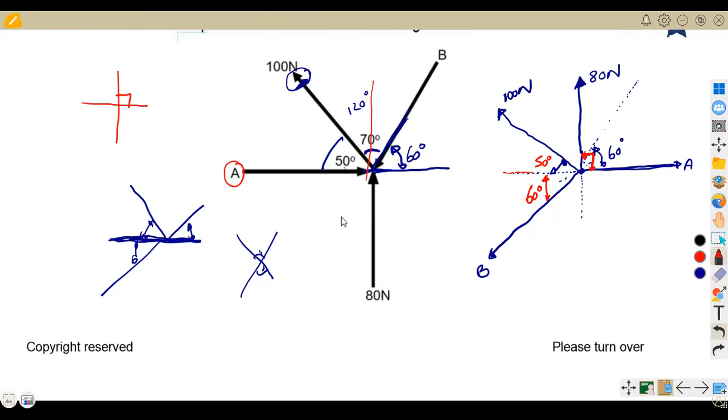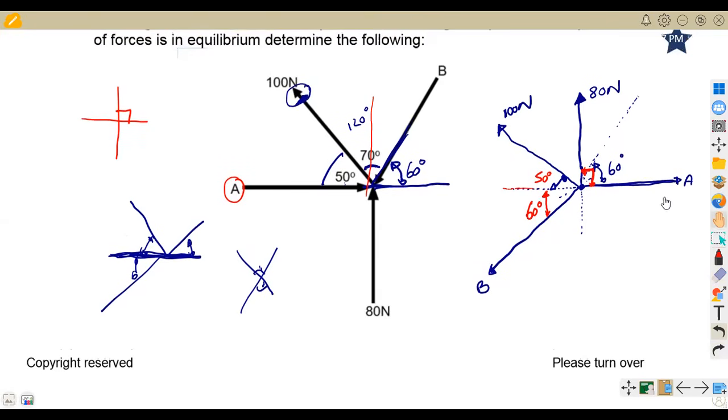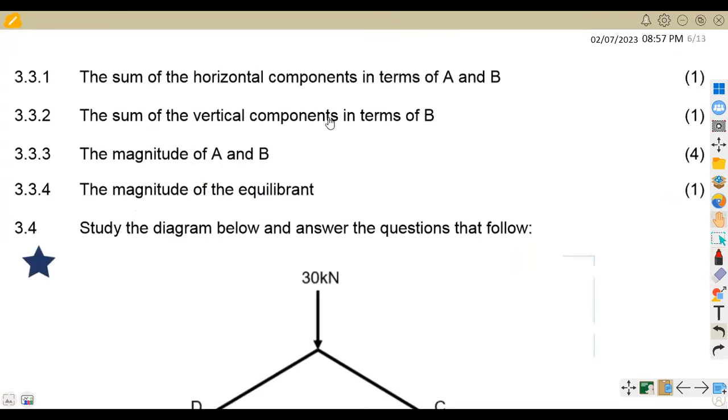So this is the new diagram that can actually help you to calculate whatever that you're given from this diagram. Okay, so you're going to use diagram 2. In the first diagram, then we rechanged into this diagram. The question was asking us to calculate or to write the sum, take note, the sum of the horizontal components in terms of A and B.